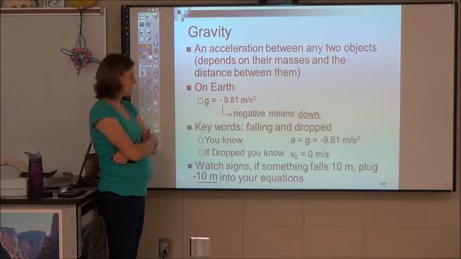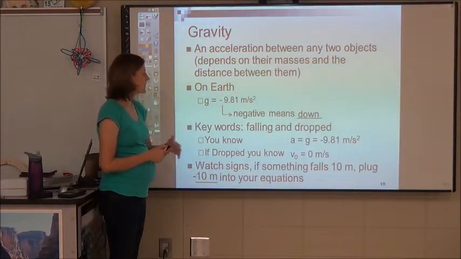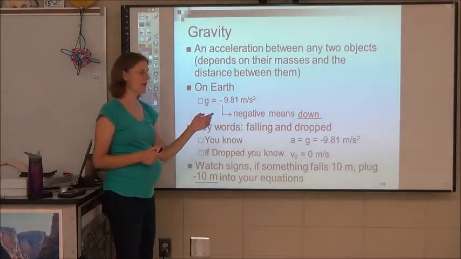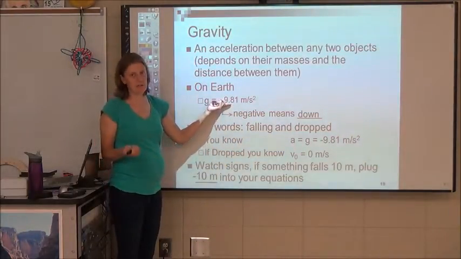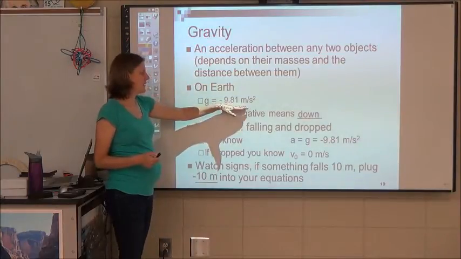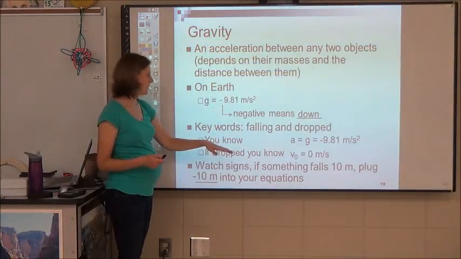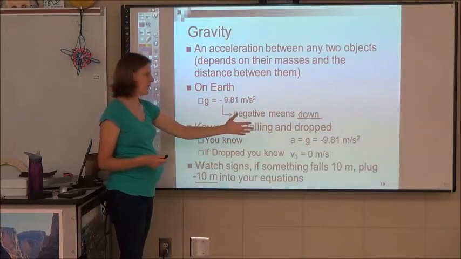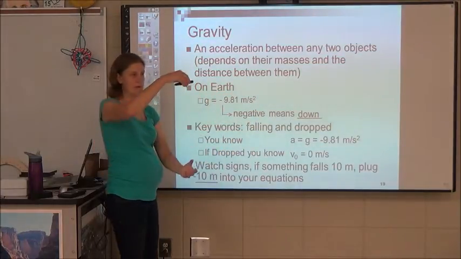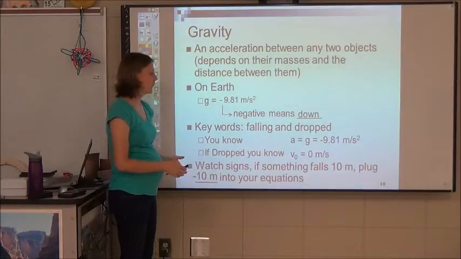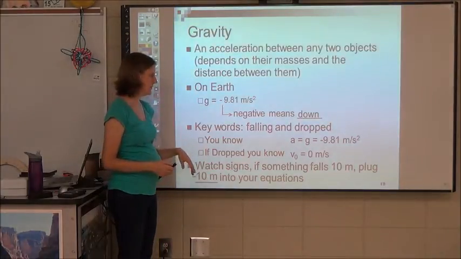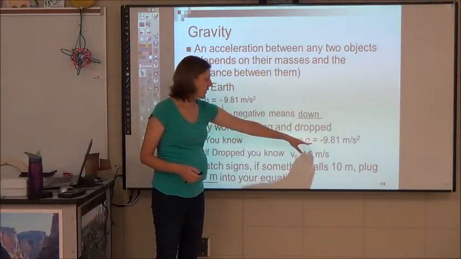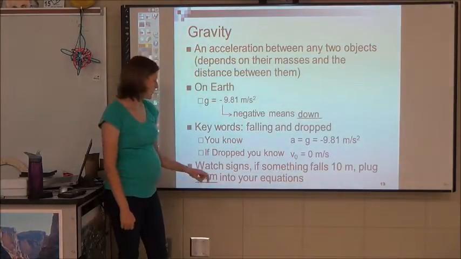Negative, of course, means down. So we will use this number a lot, but it doesn't mean that number will ever be given in a problem. If you're told in a problem that something is falling, then definitely gravity is making it fall. Or if something was dropped, gravity made it fall as soon as you let it go. So keywords, something's falling or dropped. Gravity is negative 9.81 meters per second squared.